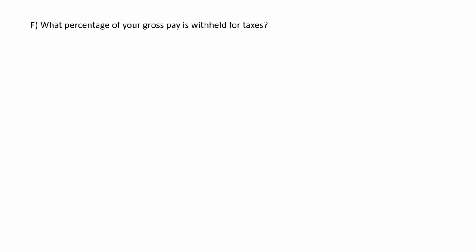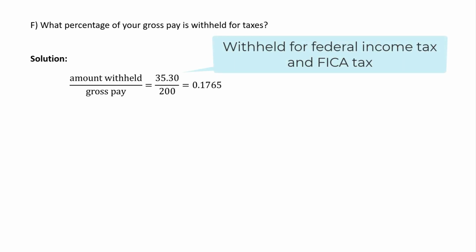What percentage of your gross pay is withheld for taxes? Well, the amount withheld divided by gross. The amount withheld was $35.30. Your gross pay is $200, and use your calculator to compute. That's 0.1765. 17.65% is withheld for taxes.